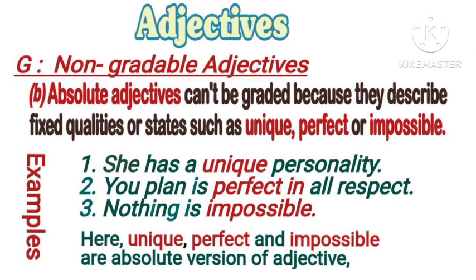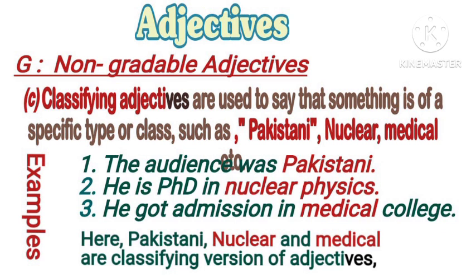Absolute adjectives can't be graded because they describe fixed qualities or states such as unique, perfect, or impossible. Examples. 1. She has a unique personality. 2. Your plan is perfect in all respects. 3. Nothing is impossible. Here, unique, perfect, and impossible are absolute versions of adjectives that can't be modified.